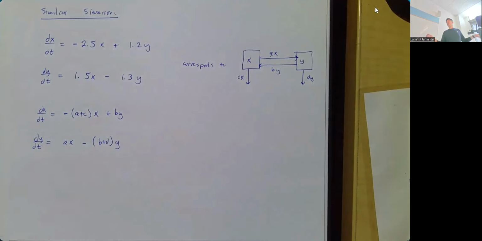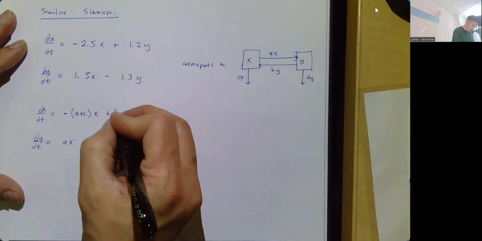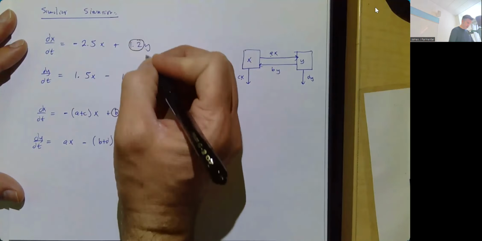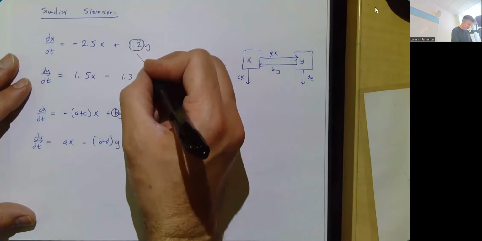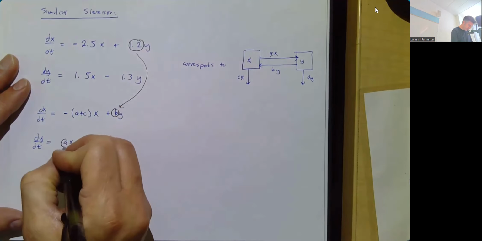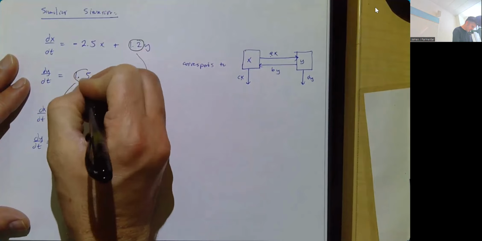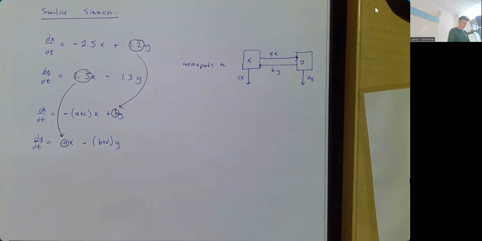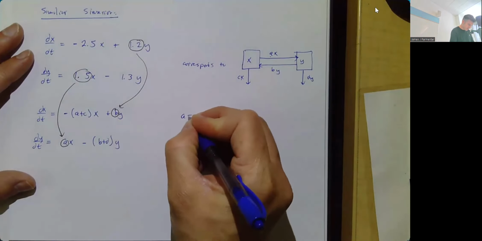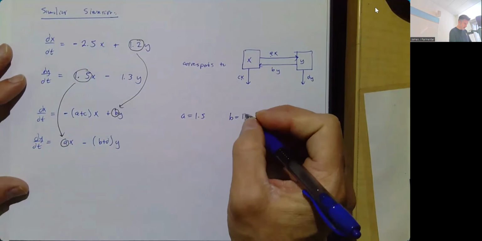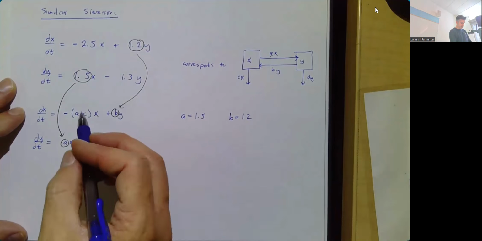And then we do the same thing we did last time, except we're going to get slightly more interesting answers. So I'm first going to think about the things that are easy. The B times Y is easy. The B has to be 1.2. And the A times X is easy. A has to be 1.5. Cool. So A equals 1.5. B equals 1.2.